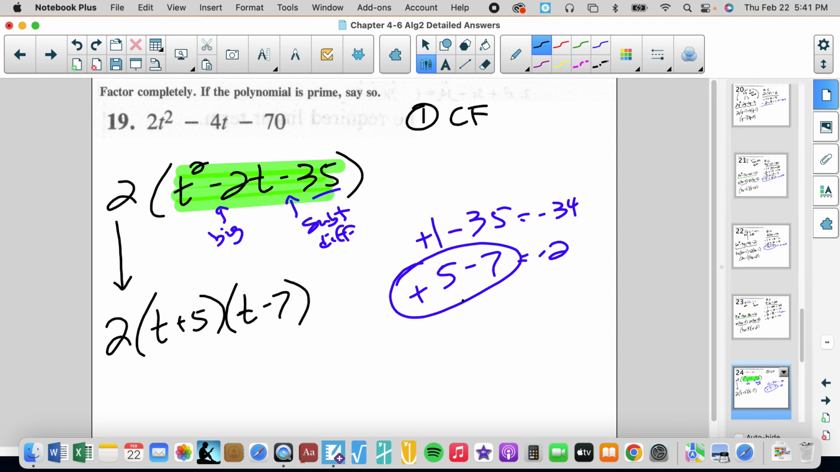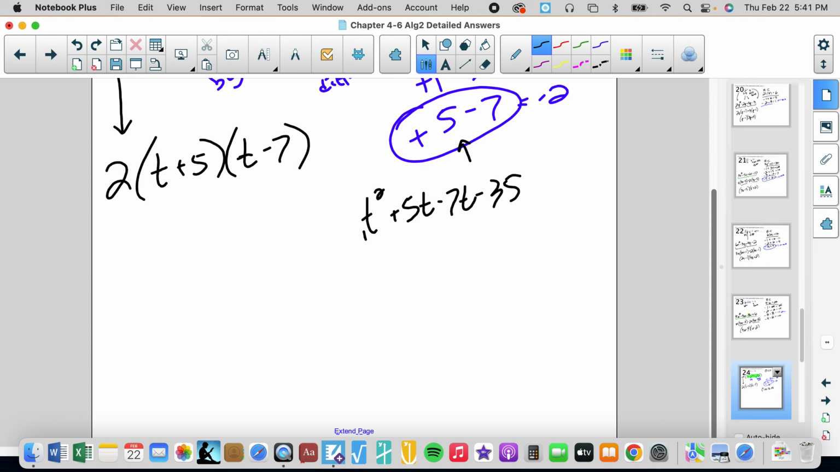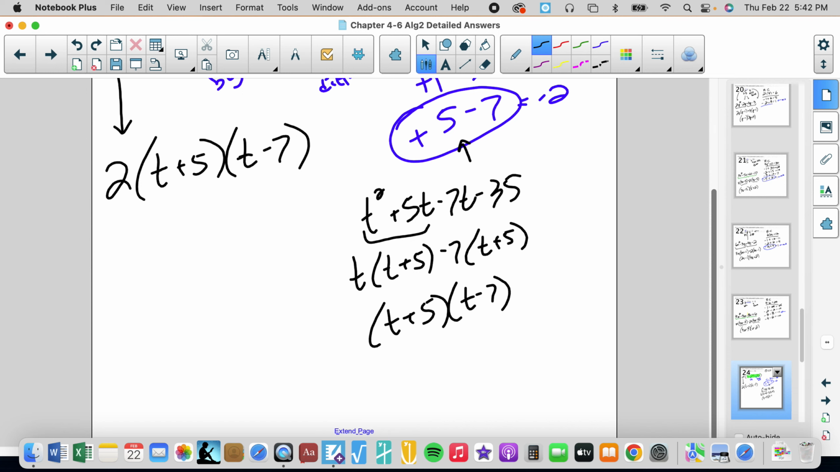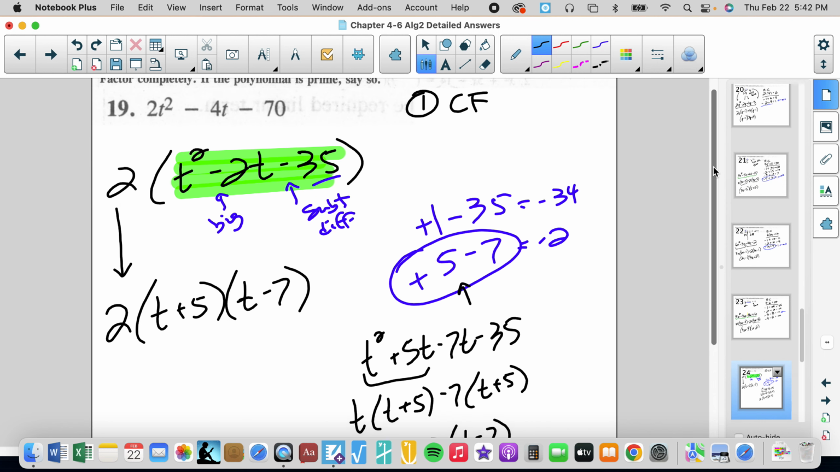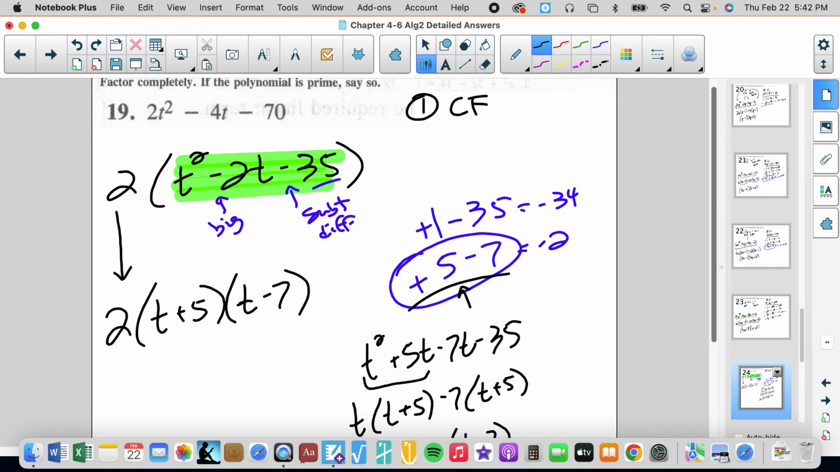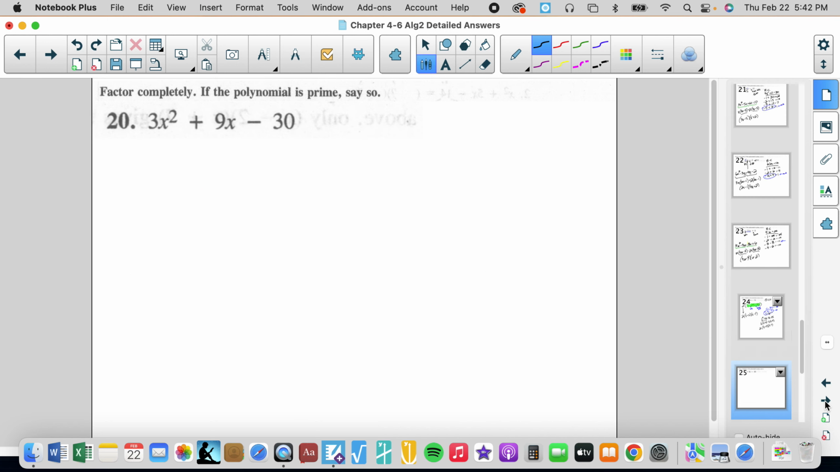Now, why didn't I make this my middles? I could have done that. I could have turned it into t squared plus 5t minus 7t minus 35. I could have done the a times c method, because you'd factor out a t, you get t plus 5. You factor out a negative 7, you get t plus 5. And you still get t plus 5, t minus 7. And then you'd have to remember your 2 out there. So it's just when a is 1, you can take those factor pairs, and those are your binomial terms.